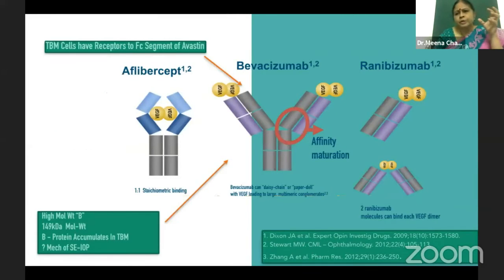If you look at the molecule size of the various molecules that we inject into the eye, bevacizumab has the largest molecular weight, and it has both the Fc and the Fab segment of the monomer, and it can bind 4 molecules of VEGF. Altogether, it forms a paper doll or a daisy chain pattern, which is quite a large conglomerate of monomers, and this can theoretically clog the trabecular meshwork, but in actual practice, we do not see any difference between whether you're using ranibizumab, bevacizumab, or aflibercept.